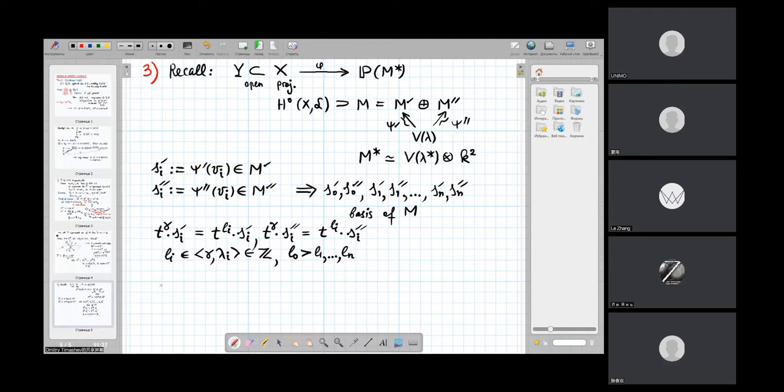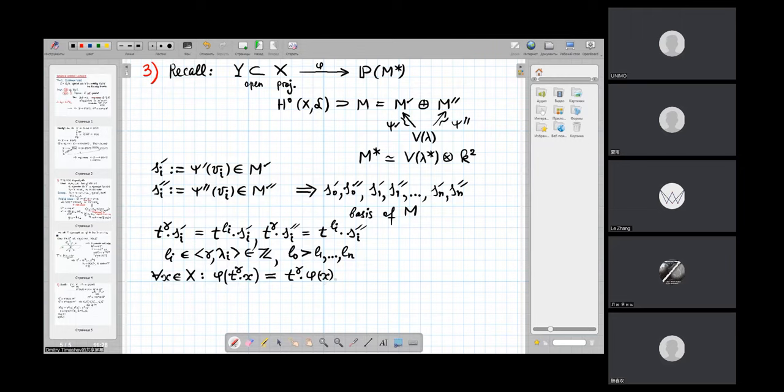So let me take any point in X. And for any point in X, let me consider the orbit of this point under the one parameter subgroup defined by gamma. So what I do, I apply t gamma to x, and I take the image of this orbit under the map phi into this projective space, P of M star. So since phi is equivariant, it is the same as applying t to the gamma to the image of x.